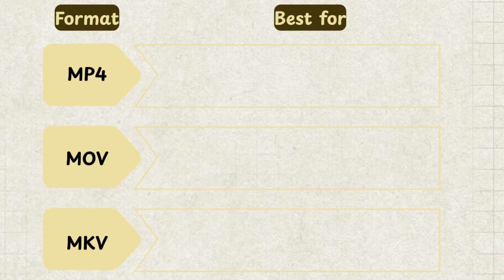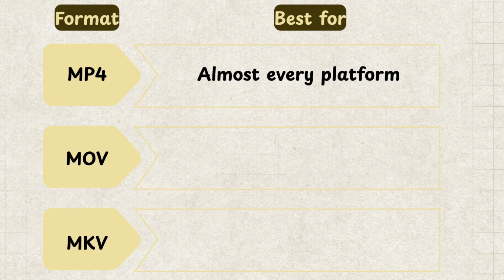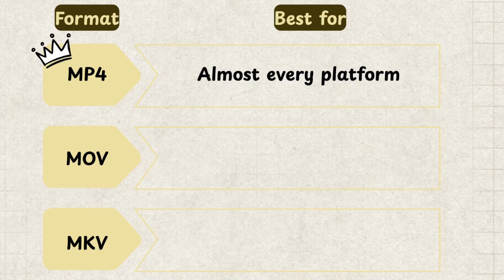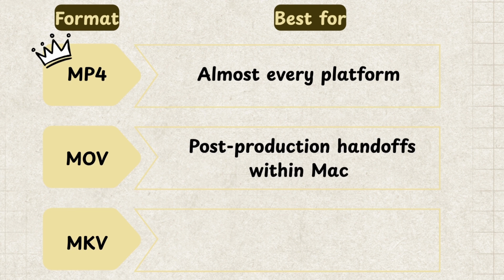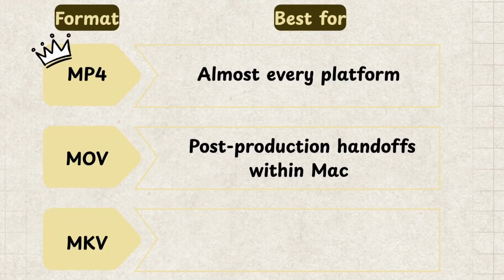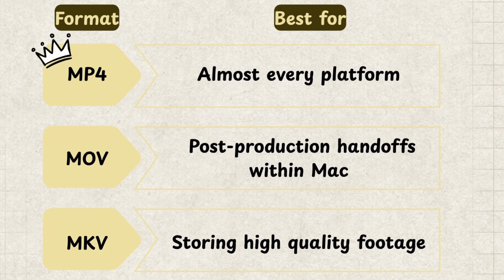MP4 with H.264 codec is the correct choice for platform delivery in almost every situation. It plays on every device, uploads to every platform: YouTube, Instagram, TikTok, Facebook. MOV is Apple's professional format. Use it for post-production handoffs within Mac and Final Cut Pro workflows, then convert to MP4 for delivery. MKV is an open-source archiving container, excellent for storing high-quality footage with multiple audio tracks long-term, but not suited for direct platform upload. Convert to MP4 before uploading.